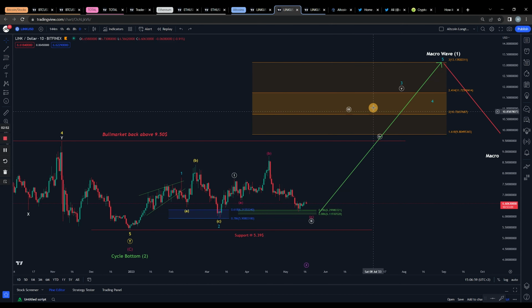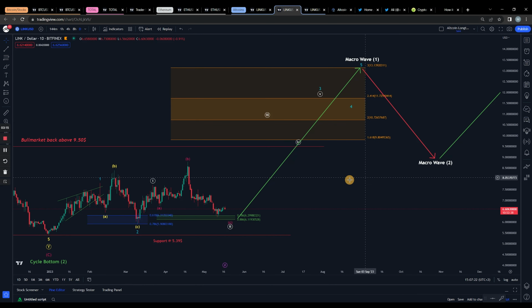But yes, if we could tackle this resistance right here, the door is open for prices above $10. We would establish this 3, 4, 5 in this big wave 3, and a 4, 5 again until we establish a macro wave 1, sorry, this is the macro wave 2.